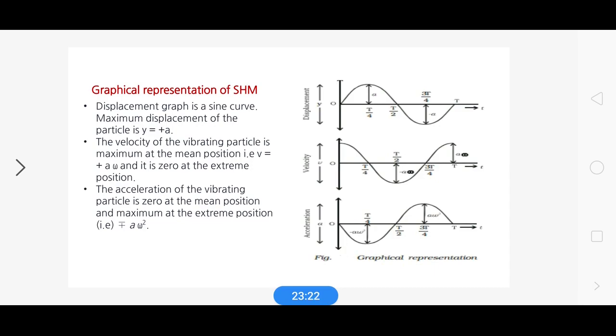We are just substituting the values of t, small t, in the equations: y is equal to A sin omega t, v is equal to A omega cos omega t and a is equal to minus A omega square sin omega t.